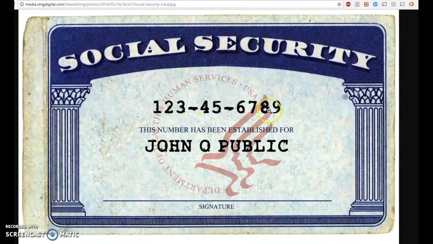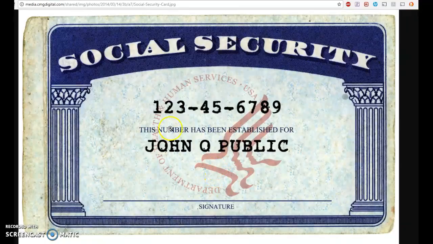So the first thing we're going to do is take a look at this number right here. This is the Social Security number. Oh, by the way, let me put my little disclaimer in here. This is a cmgdigital.com public access photo. This is not John Q. Public's Social Security card I'm using, okay? This is an example of an exact replica of a real Social Security card with a falsified name and number for the purpose of education only.